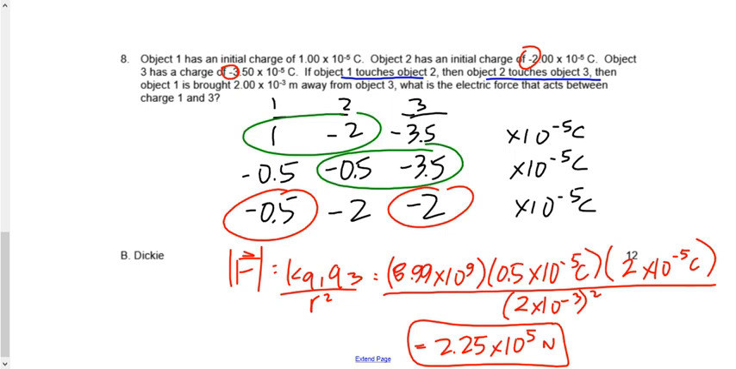Yep. Why do you have 3 charges at the top? Why do I have 3 charges at the top? Because object 1 has this charge, object 2 has this charge, and then object 3 has this charge.